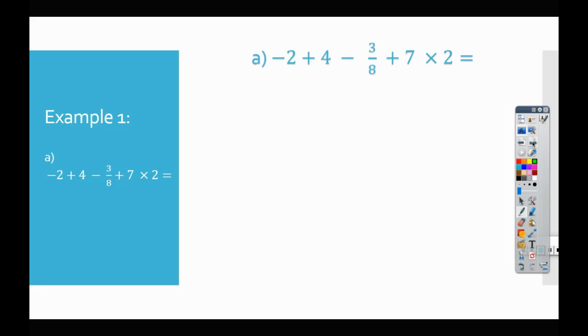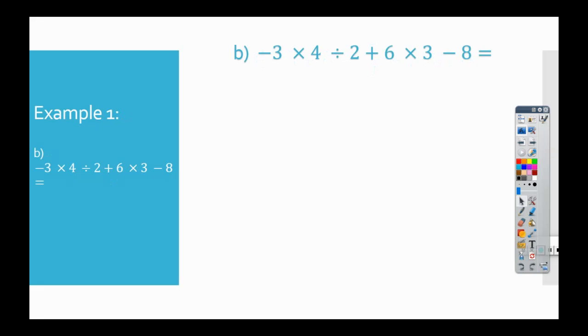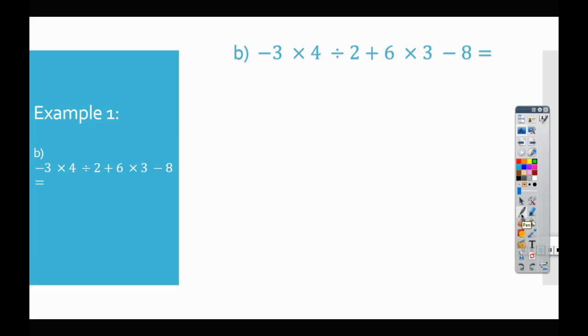Alright, so let's continue to the second example. In the second example, we have negative 3 times 4 divided by 2 plus 6 times 3 minus 8. And again, you can see it's a whole lot of information and it's difficult to know where we start. So again, for BODMAS, always write it down. It's good practice so that for anything that looks crazy enough, like an equation or an expression like this, write down BODMAS and then we know where to start.